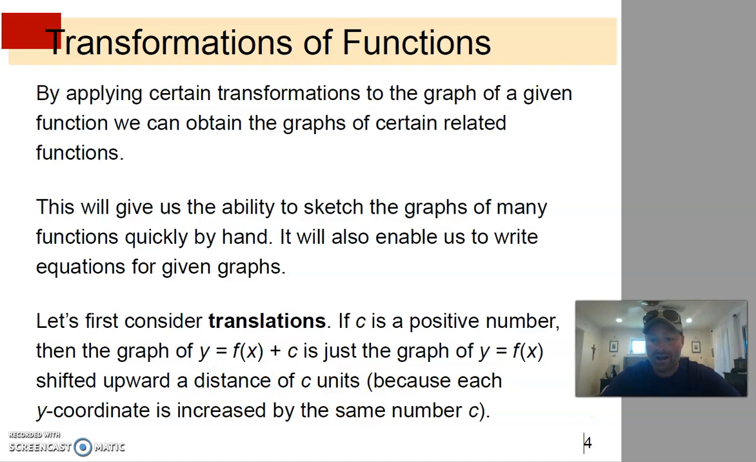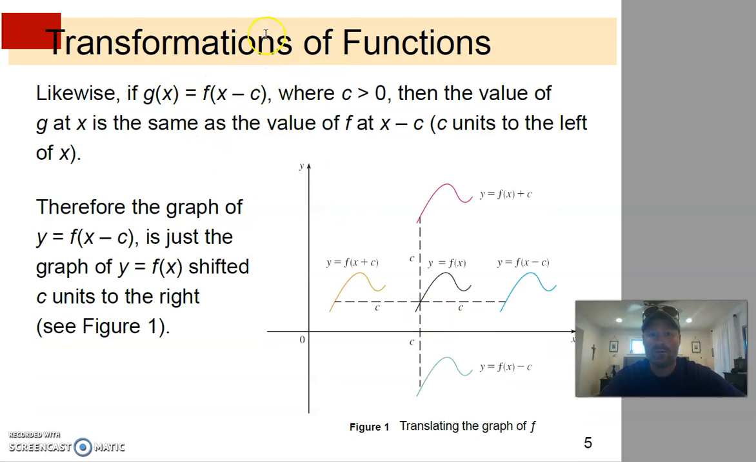When we are affecting the function just with respect to the x variable, we actually shift it in the opposite direction because we see this x minus c, and it would go either left or right. So if we end up subtracting a value, we're really going to the right, and if we end up adding a value to x, then we're just shifting it to the left. And we can see how that works here.